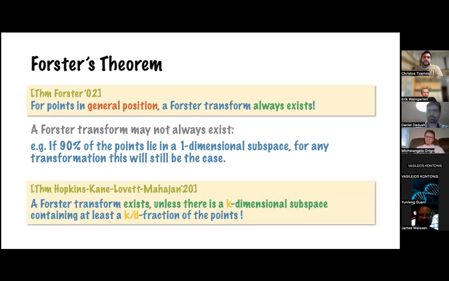And in fact, a theorem by Hopkins, Kane, Lovett, and Mahajan in 2020 gives a characterization of when a Forster transform exists. They show that a Forster transform exists unless there's a k-dimensional subspace containing at least a k over d fraction of the points. So it exists in all other cases, unless there is what's called a heavy subspace, a subspace containing more points than it should.